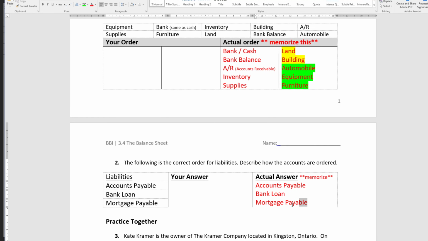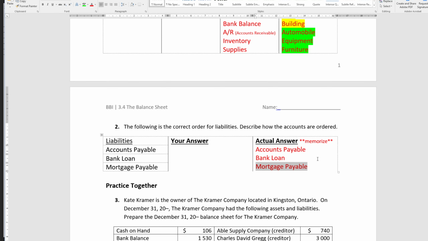And then mortgage payable is probably the last thing. Like maybe you've heard, you don't pay off your house until 30 years, and that's because it's off of a mortgage. It's a property, a building, or a piece of land. So it's much more expensive and much harder to pay off faster. So this is the order for liabilities.